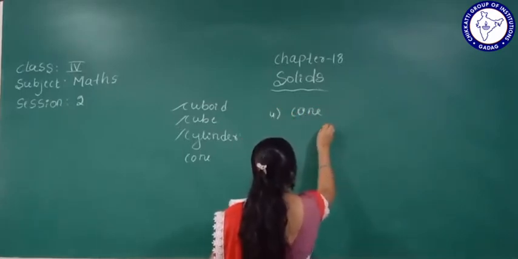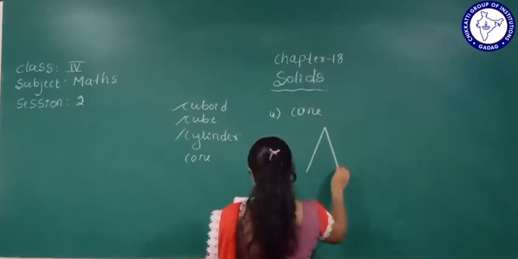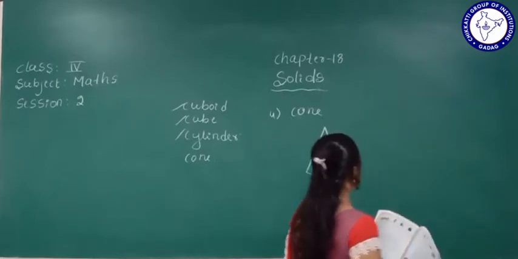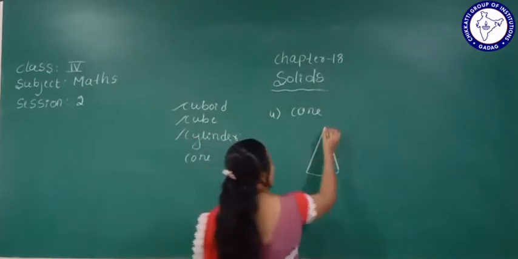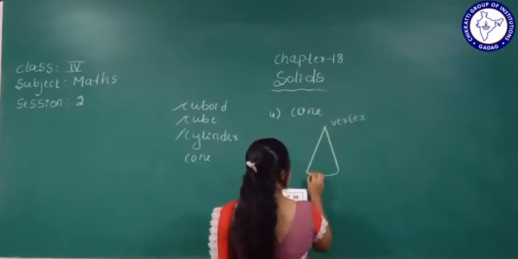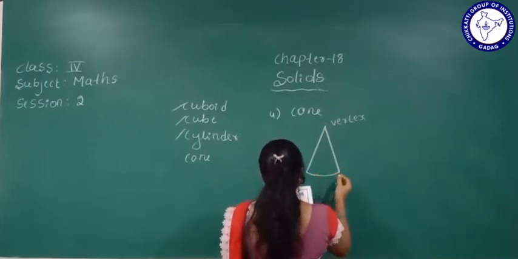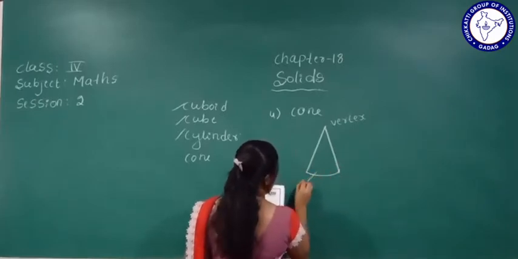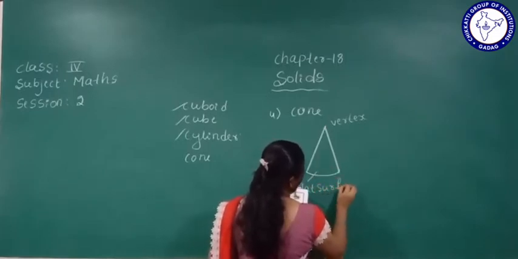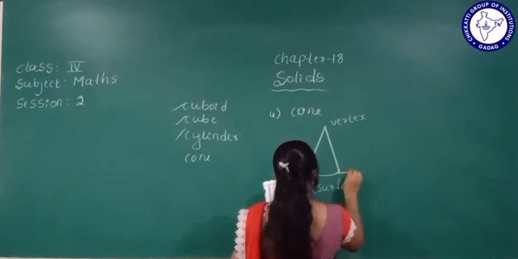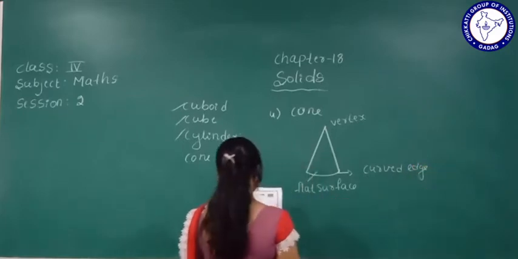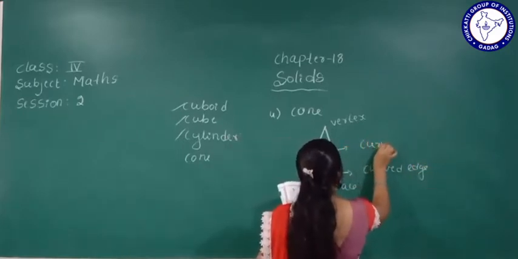Like this we can call it a cone. Yes. So in this cone, we can call this the vertex. What can we call this? This is vertex. So this we can call a flat surface. So this is a flat surface, and this we can call a curved edge. Curved edge. So this we can call a curved surface.